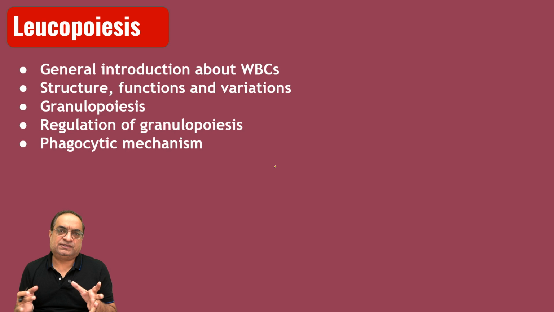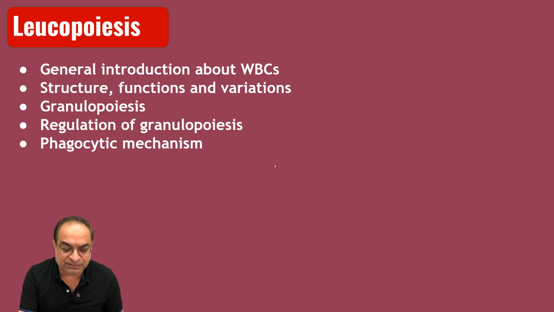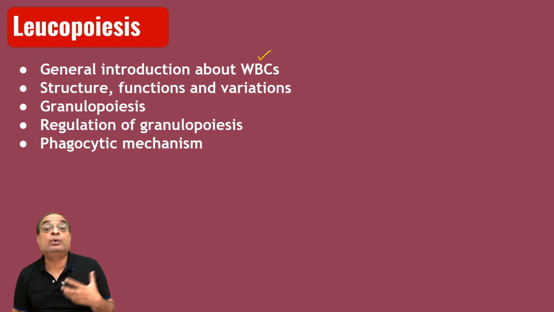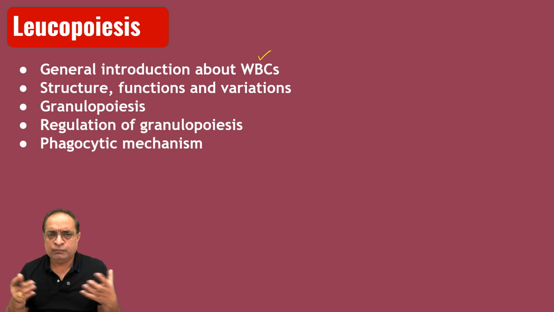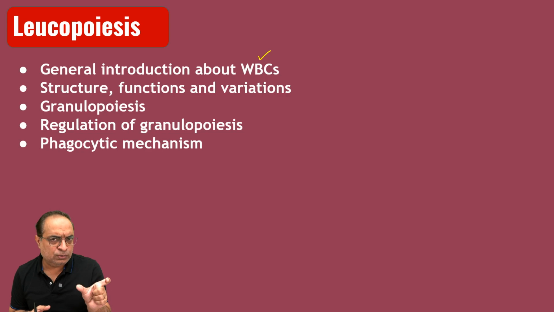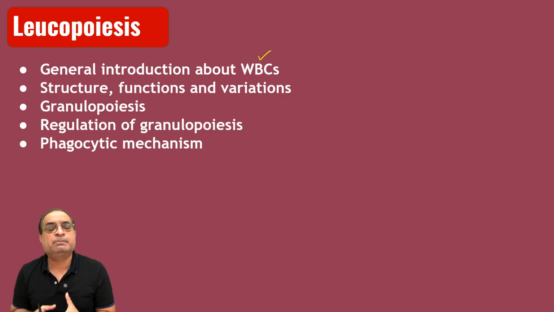Then leukopoiesis, leukocytes, that is the WBCs. So we'll be discussing how the granulocytes are formed and how agranulocytes are formed. We know WBCs are of two types: granulocytes, which have enzyme-rich specific granules like neutrophils, eosinophils, and basophils. Then agranulocytes, which do not have enzyme-rich specific granules, includes lymphocytes and monocytes.